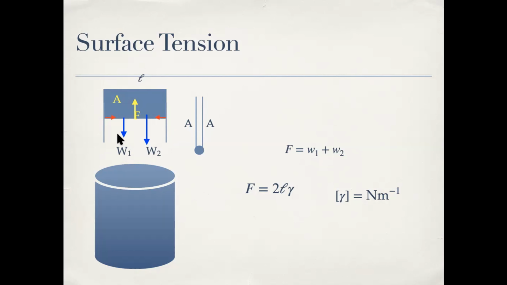And because there are two layers of the liquid, this force is twice the length of that wire times a certain coefficient which tells us everything about the properties of the liquid. That coefficient, which I denoted as gamma, is called the surface tension. The force here is proportional to the length, and it balances this thing. Units of gamma are newtons per meter.